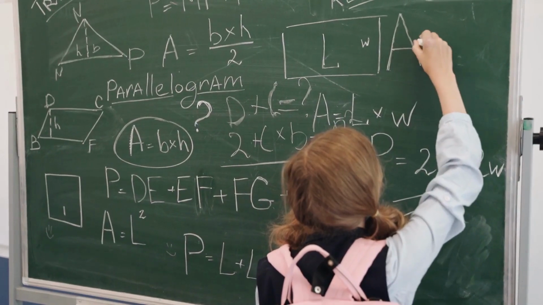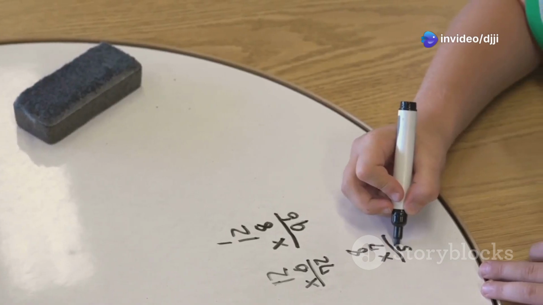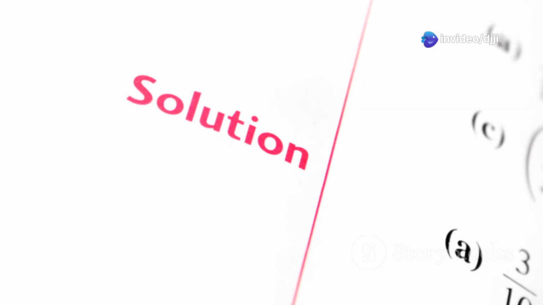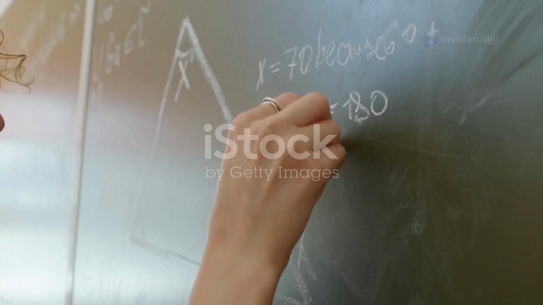Let's try another one, √5 times √3. Following the same pattern, we get √(5 times 3), which simplifies to √15. This time we can't simplify further, so we leave it as √15.